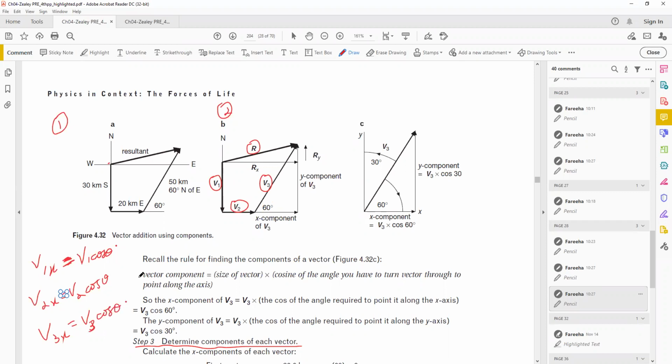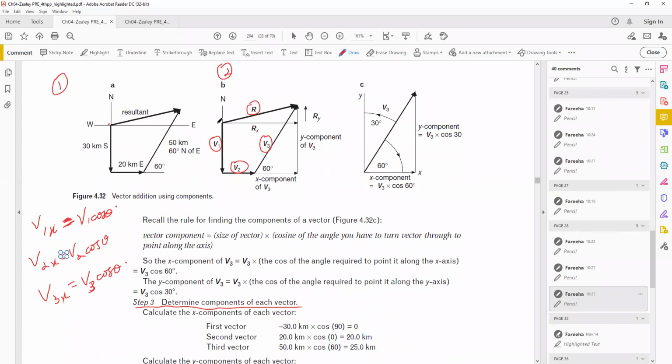Now, what is theta? We have to determine what theta is in this case. The first vector is making an angle of 90 degrees with the x-axis. So in the first case, this is V1 cos of 90. In the second case, this vector V2 is along the x-axis, parallel to the x-axis, so it's making an angle of 0 degrees. And for the third case, it's making an angle of 60 degrees, okay? Another thing we have to notice is that this.